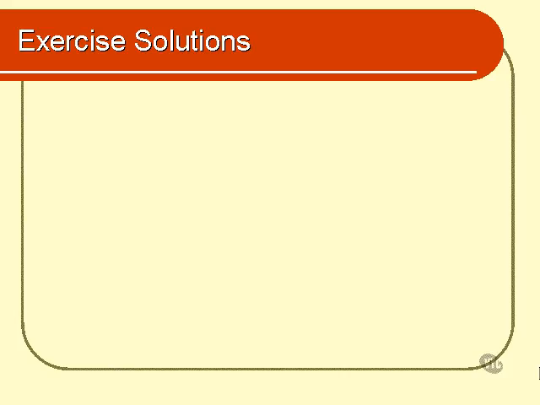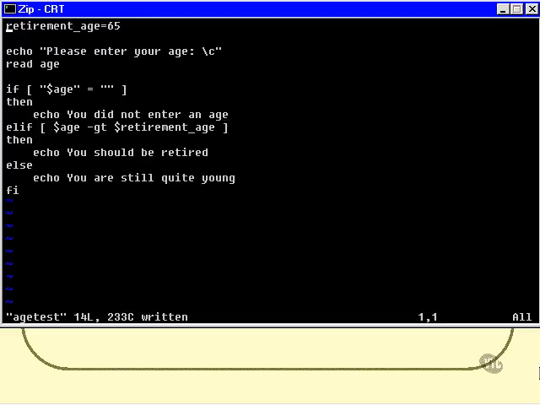Okay, here are my sample solutions to the exercises from Chapter 5. Here's the solution to the age question. I've called mine age test, and it is of course available in the Chapter 5 folder of the CD. The very first thing we do is create a variable called retirement age and set it to some number. I'm going to set it to 65.